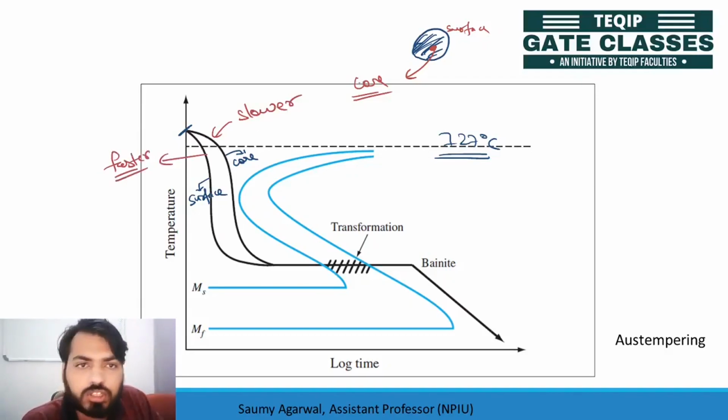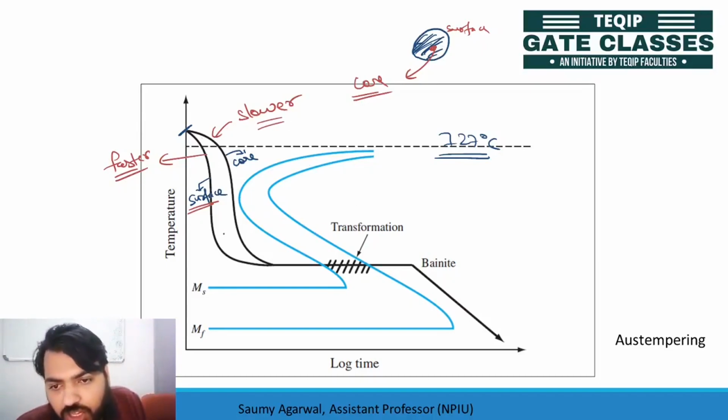The surface is in contact with the ambient air, so there will be a high convection rate, so a high cooling rate you can say. So for the surface we have a faster cooling rate, and the core is surrounded by its own material, which is at high temperature, so the cooling rate will be slower.